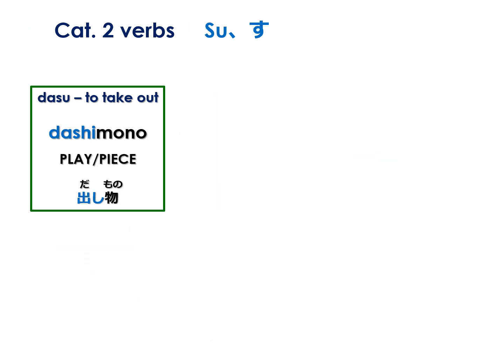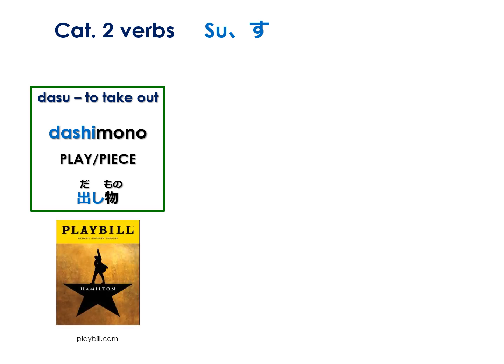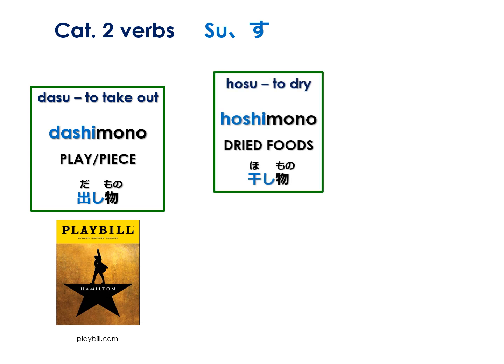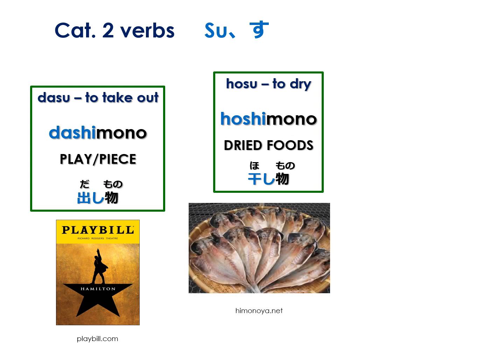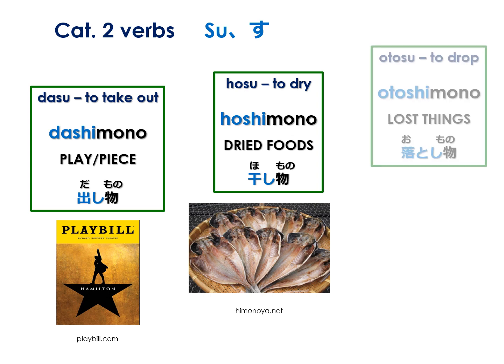Dasu means to take out. Dashimono can mean play or performance piece. It can also mean a bill or program that one gets when watching a play. It can also mean pièce de résistance. Hosu means to dry, and hoshimono means dried foods such as dried fish, dried squid, jerky. It can also mean laundry that you'll hang out to dry.